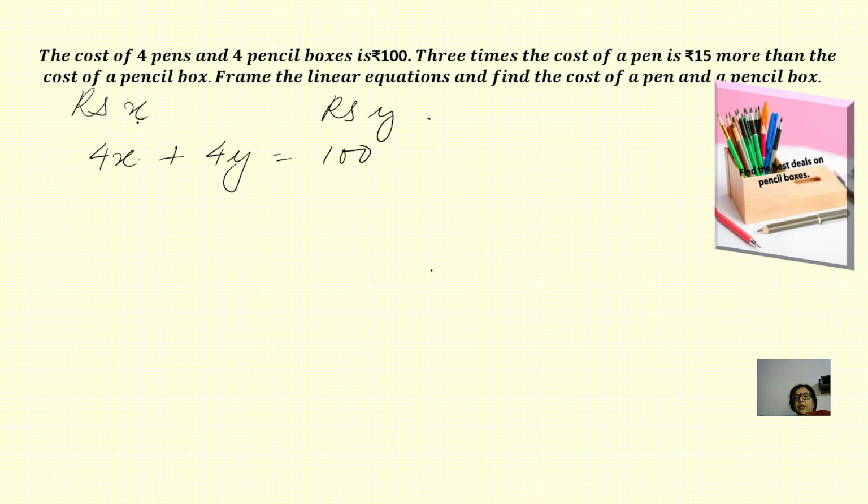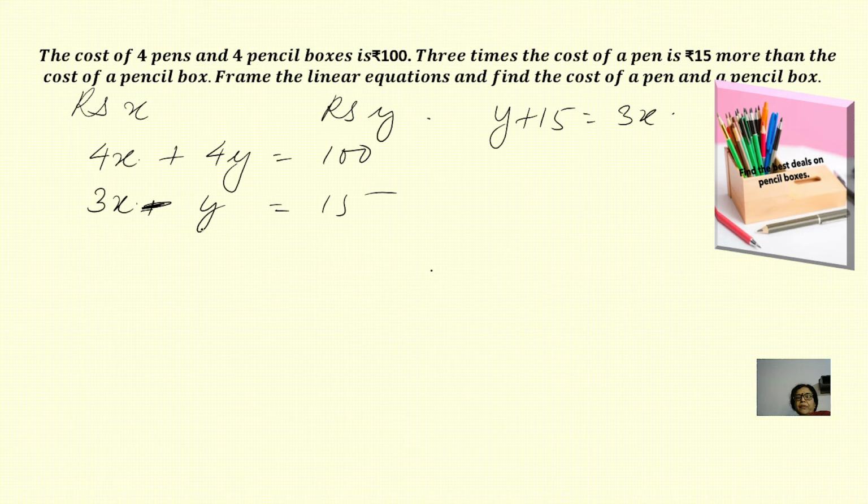Cost of a pen is x. 3 times the cost of a pen is 15 more than the cost of a pencil box. So y plus 15 is equal to 3x. This is the second equation. So this becomes 3x is equal to y plus 15. So this will change the sign over here: 3x minus y is equal to 15.